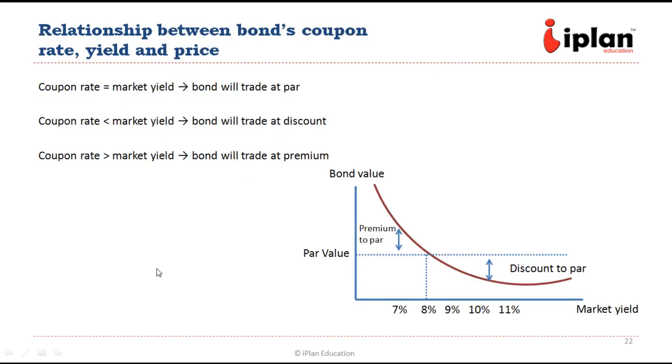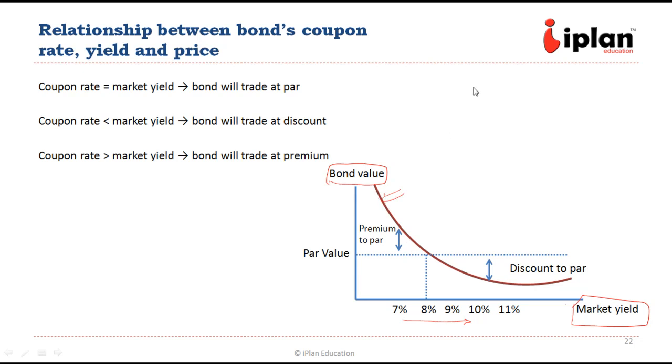Let us first look at the relationship between the interest rate and the value of the bond. On the y-axis we have the value of the bond, on the x-axis we have the market yield or the interest rate. If the interest rate rises, the value of the bond falls. This curve is representing the relationship.